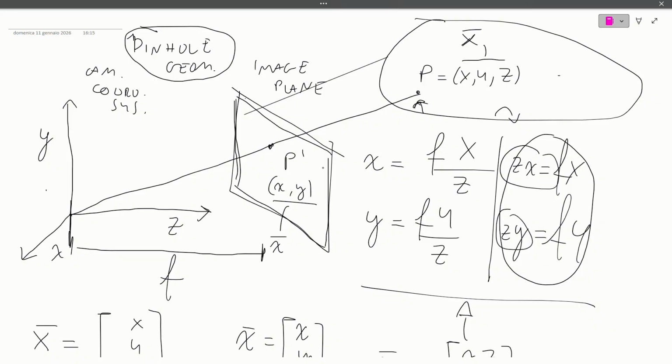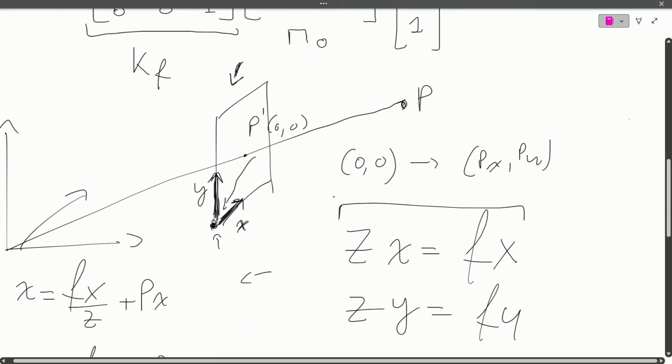But we have not dealt with the fact that when we use a camera, we can use it from a lot of different perspectives, okay? We can rotate it, we can roto-translate it, and we always do that. If we take a photo of the same object from different perspectives, it will be different. So now we have to deal with this.